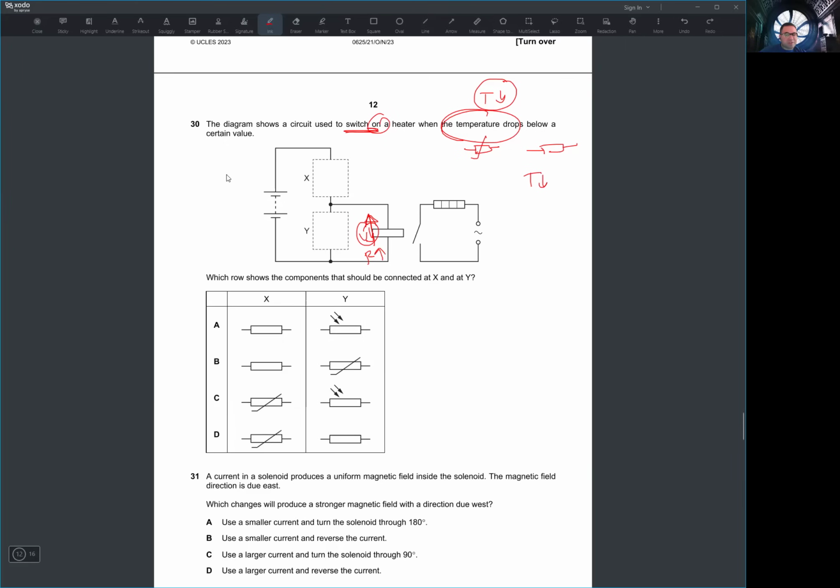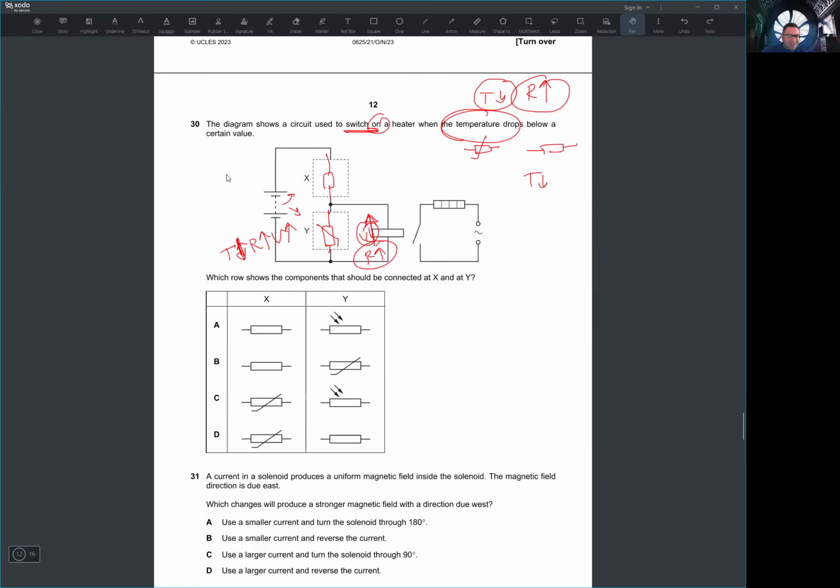So where do we put the thermistor, at X or Y? Temperature decreases means the resistance of the thermistor will increase. Where do I want the higher resistance? At Y, not X. Think of it this way. If the temperature decreases, the resistance of Y will increase, which means the voltage across Y will increase, because they are in series and the voltage is split according to the ratio of the resistors. The higher resistor takes more voltage. Higher resistance gets more voltage.